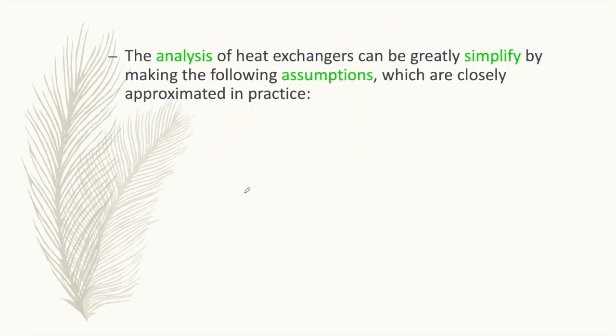Okay, so the analysis of heat exchangers can be greatly simplified by making the following assumptions. Before we do the analysis on the heat exchanger, we must understand that a few assumptions need to be made in order for you to do your analysis. For the first assumption, steady flow. In this first assumption, we are assuming that the flow in and out is at steady flow, where there will be no accumulation inside the system. Okay, mass in is equal to mass out.